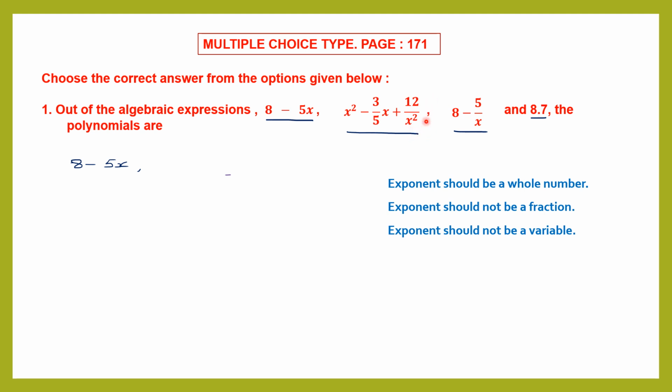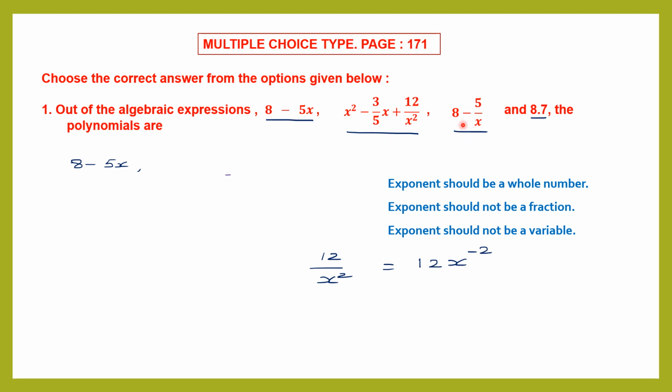Now x to the power of 2 is in the denominator. If I have to take it up, this can be written as 12x to the power of, so I'm moving this x to the numerator. What happens to the power? The sign of the power will change. Now it is 2. When it goes up, it becomes minus 2. So now can you see the exponent is not a whole number. It's a negative number. It's an integer, but it's not a whole number. So this expression is not a polynomial.